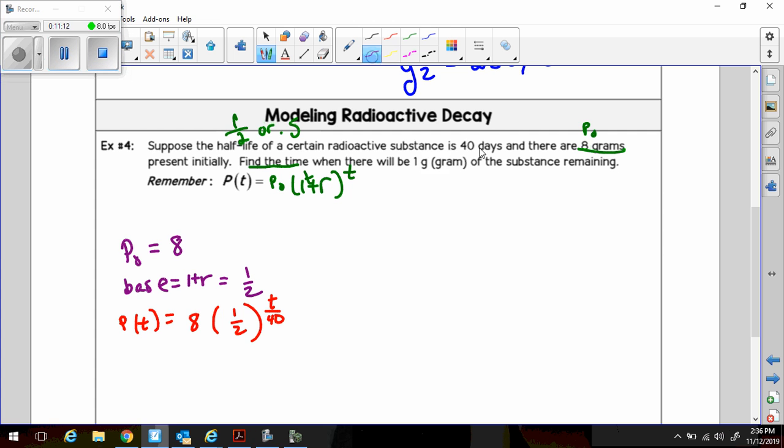Now they're trying to ask us what is a time, what is a t, when there will be 1 gram. So this is actually my answer. So my P of t is 1. They're giving me my answer. We can only have one variable. So I'm going to show you how to solve this algebraically, and I'm going to show you how to put it into the calculator. So we're going to divide by 8. Remember, divide by anything that's next to your base. Divide by 8. So we have 1 over 8 equals 1/2 to the t over 40.